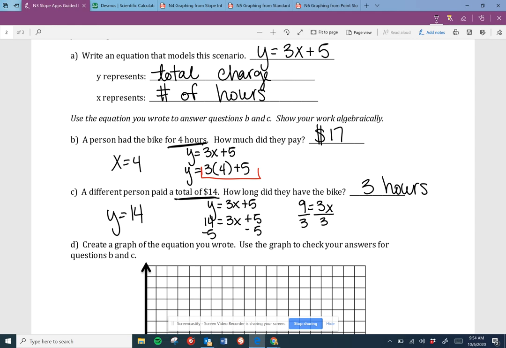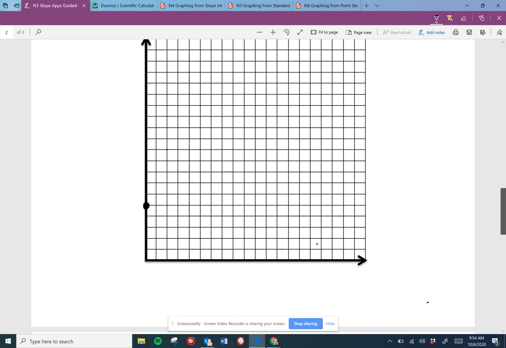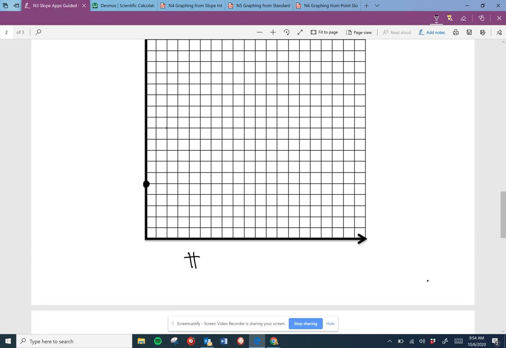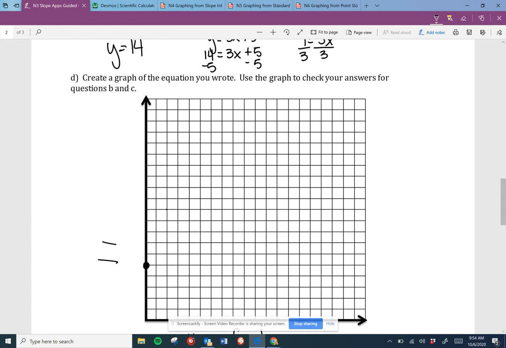We're going to put this on our graph. So the x-axis is number of hours. And the y-axis is going to be, again, the total charge. Okay, so we are going to start our graph off where the initial fee is, and that is $5. So I'm going to have to pay $5 to just rent the bike at all. And then down here, every hour costs me an additional $3, right?